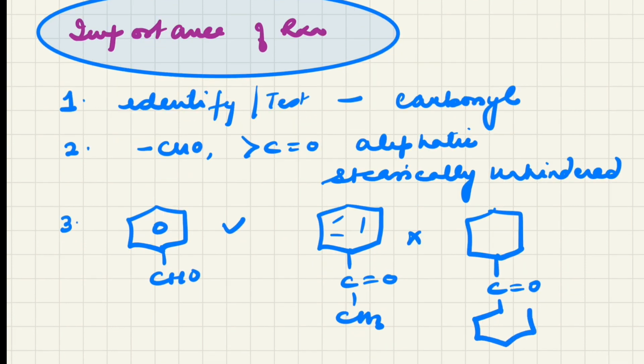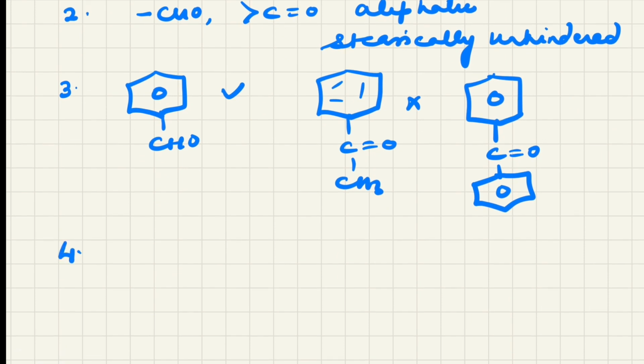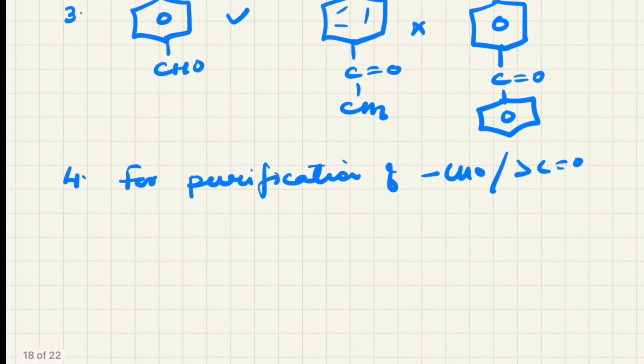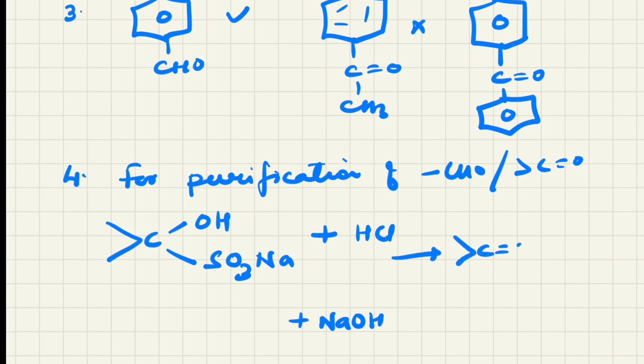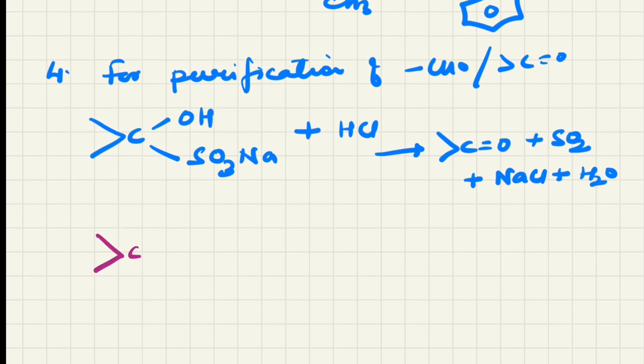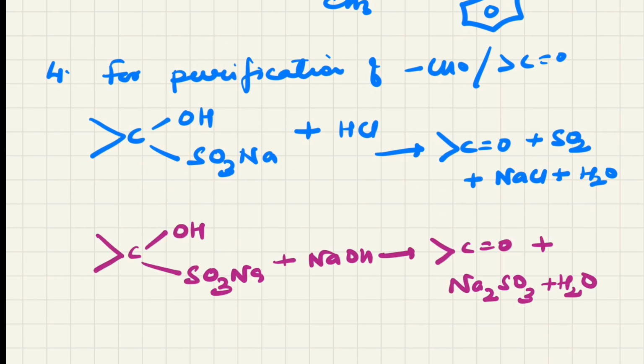Please remember it. Next important is, this reaction is used for purification. Suppose you take the product, the sodium bisulfite adduct, which you get as a white precipitate, you take it and you add it in mineral acid, or you can add it in any alkali. What you do is, at the end of the reaction, you get pure aldehyde or ketone with byproducts like NaCl, H2O and SO2. You react it with base, the same reaction, you get your pure ketone or aldehyde back.